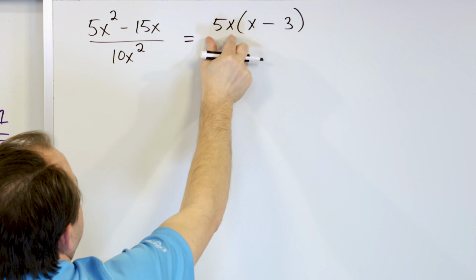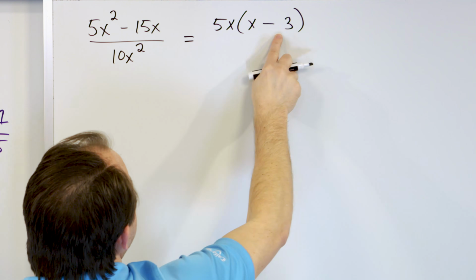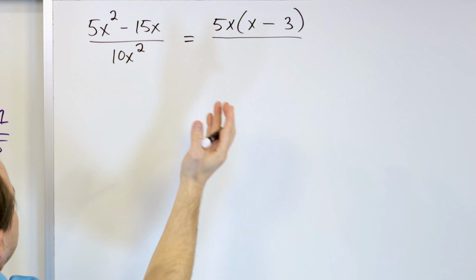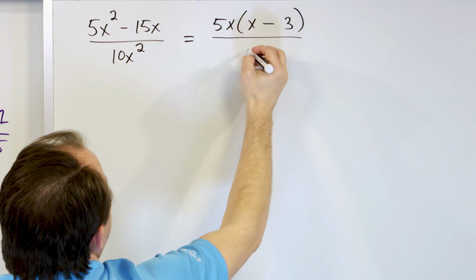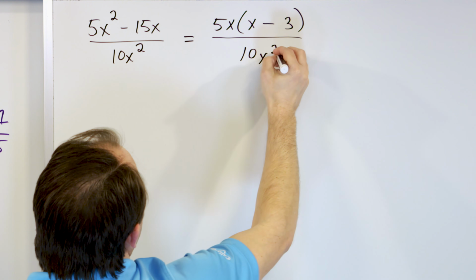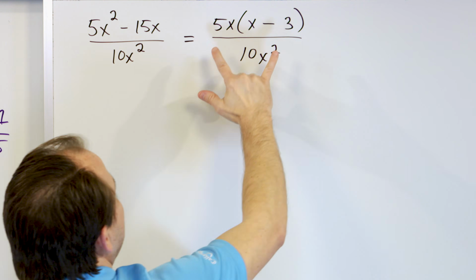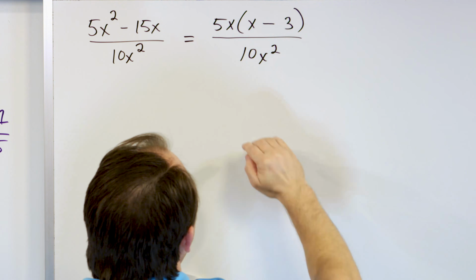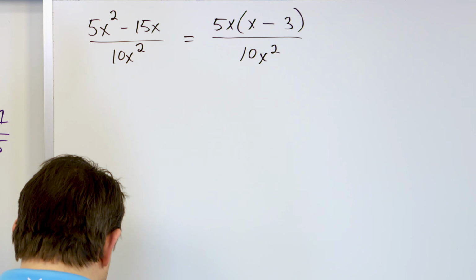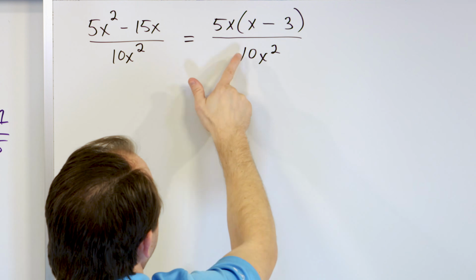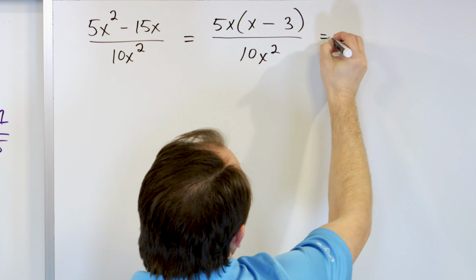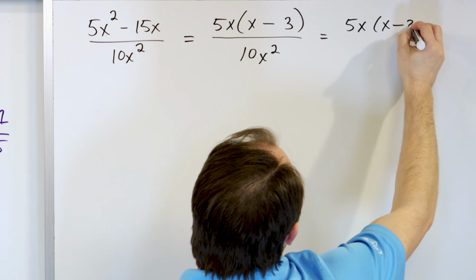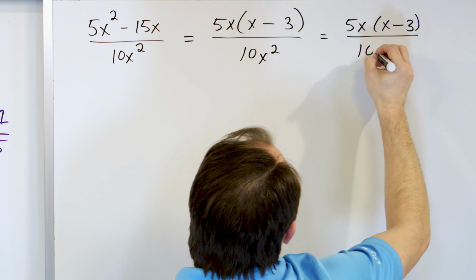And you can just double check yourself. This times this gives you 5x squared. This times negative 3 gives you negative 15x. On the bottom, of course, there's nothing to factor because there's no extra terms here, so all you have is 10x squared. Now, because you have in the top of the fraction a term multiplied by a term, then you're allowed to cancel the x's here and also reduce the numbers. So let me rewrite it again so that I don't mark up what I already have, x minus 3 here, and then we have 10x squared.